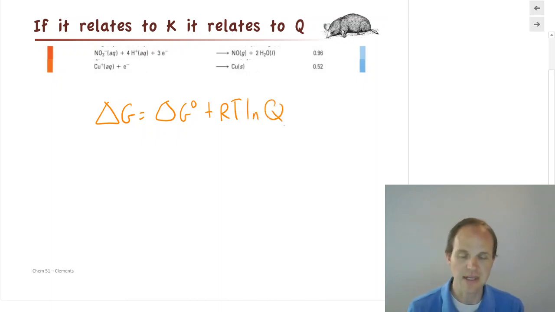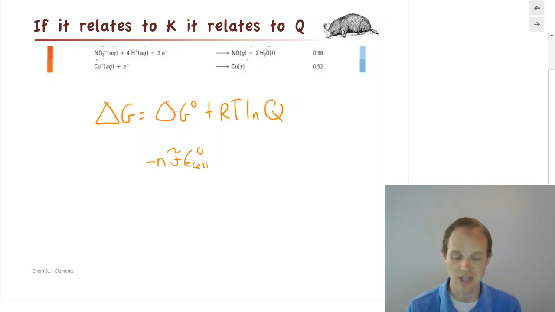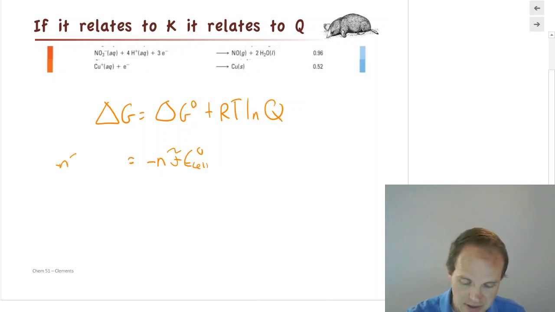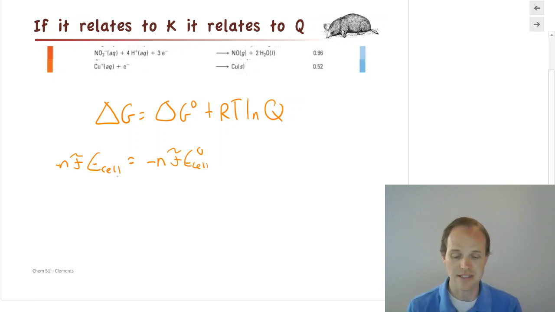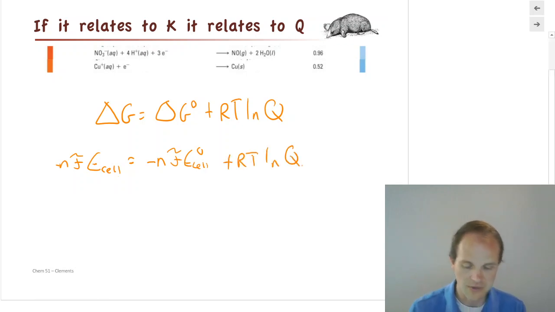And it turns out that even though we had been using the minus nF Ecell naught here for our delta G naught, there was nothing in our derivation that limited that to standard conditions. And so for non-standard conditions, we can put that there. The delta G is minus nF Ecell without the little zero. Because remember, all that little superscript zero says is standard conditions: 1 molar, 1 atmosphere, 25 degrees Celsius. Plus RT natural log of Q.